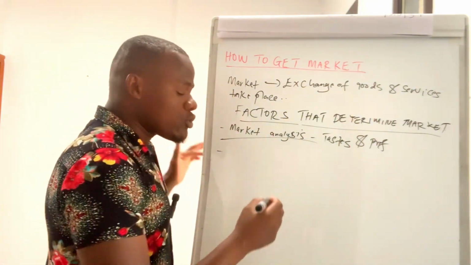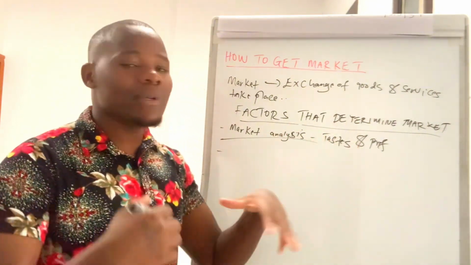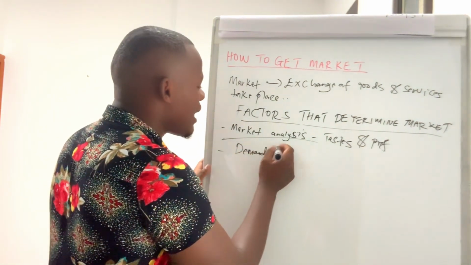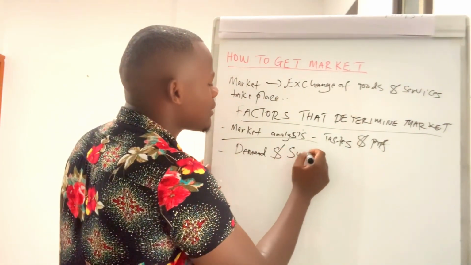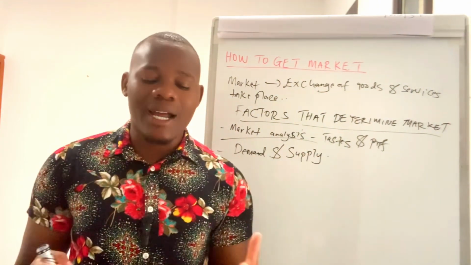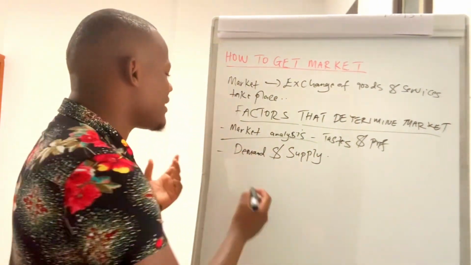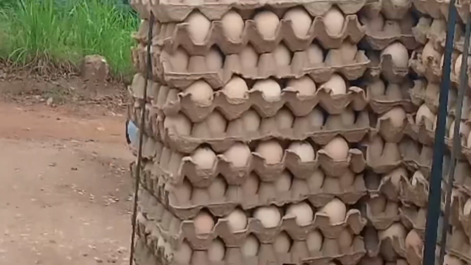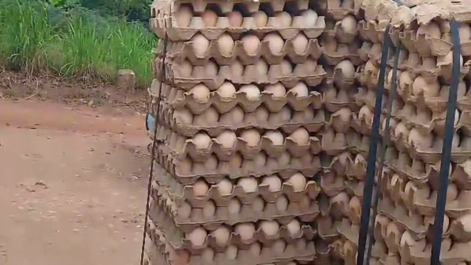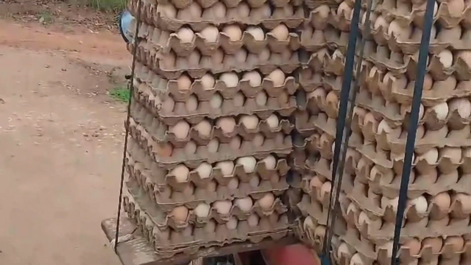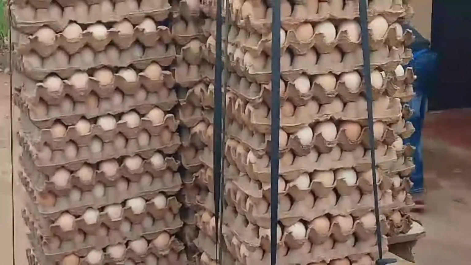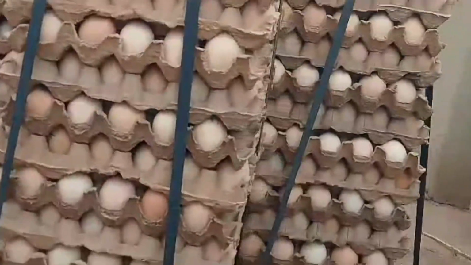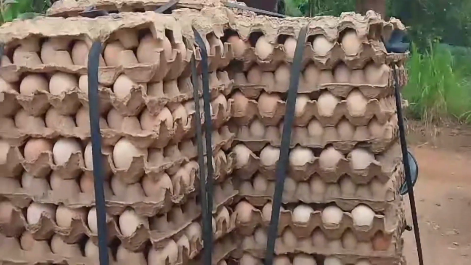Factor number two, also when it comes to factors that determine our market, is demand and supply. What do demand and supply mean? So you need to first understand the word demand and the word supply. So first and foremost, you need to understand what demand and supply really means. So demand is the willingness and the ability of a consumer to buy goods and services at a specific price. So that is what we call demand.